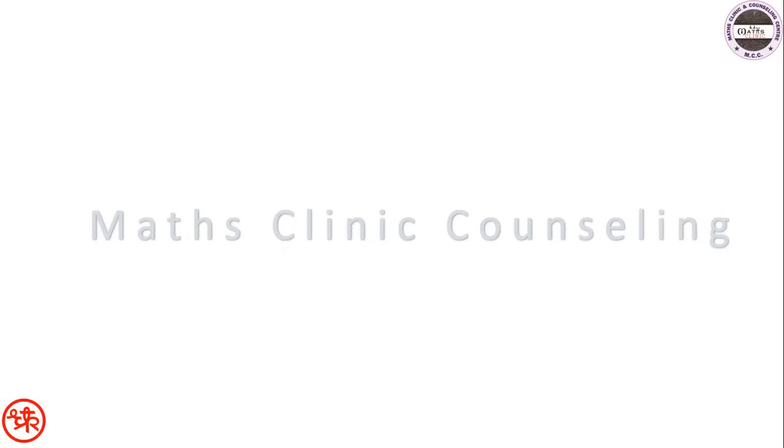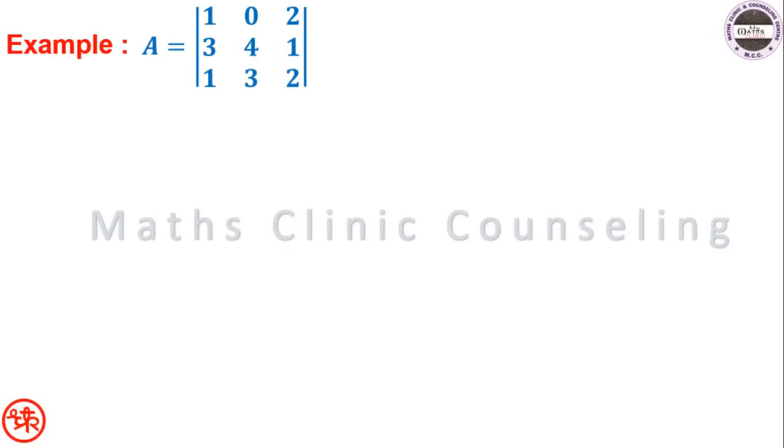So let us see this example. This is the example: 1 0 2, 3 4 1, 1 3 2 is a determinant. Is that clear? First of all, we see what we studied in the last lecture, how to solve the determinant.